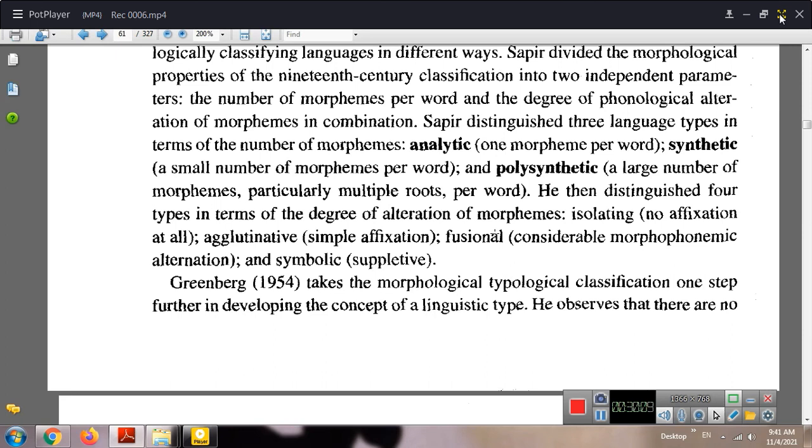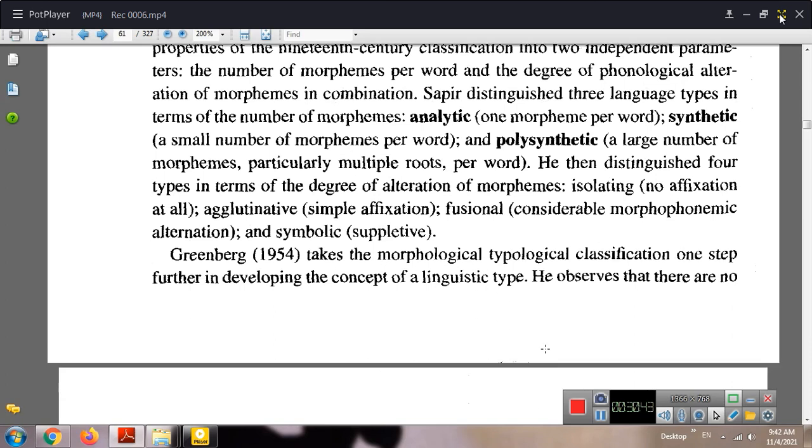He then distinguished four types in terms of the degree of alternation of morphemes: isolating, which has no affixation at all; agglutinative, which is simple affixation; fusional, which has considerable morphophonemic alternation; and symbolic, which is suppletive. Here we have two classifications based on Sapir: analytic, synthetic, and polysynthetic, and isolating, agglutinative, fusional, and symbolic, which you should know the definition of each of them.